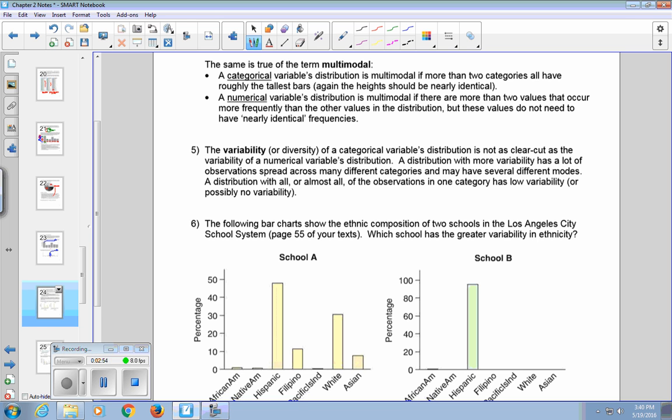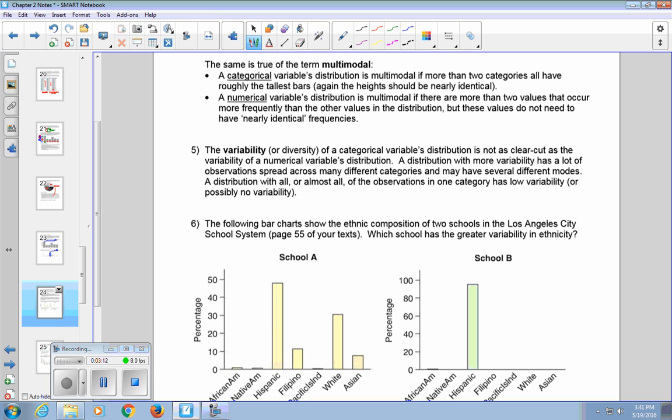All right, so number five, the variability or diversity of a categorical variable's distribution is not as clear-cut as the variability of a numerical variable's distribution. A distribution with more variability has a lot of observations spread across many different categories and may have several different modes. A distribution with all or almost all of the observations in one category has low variability or possibly no variability.